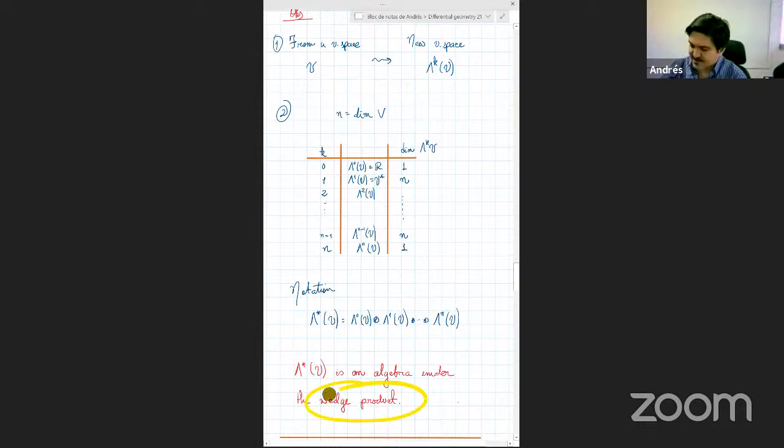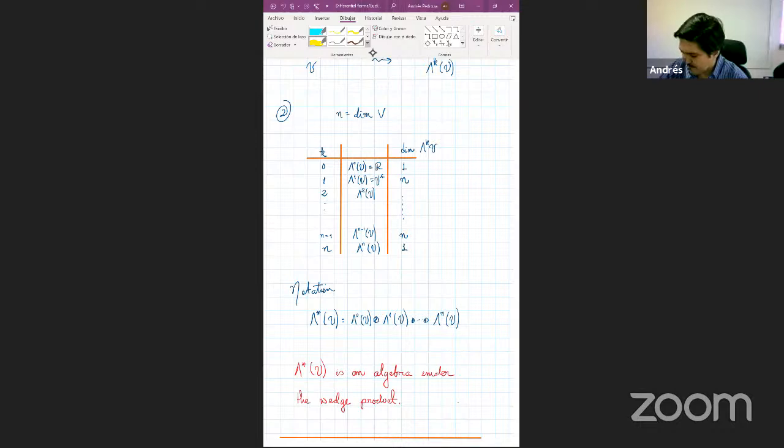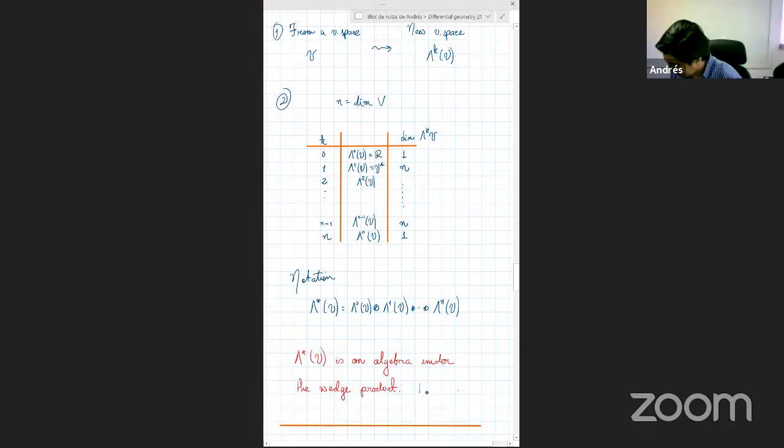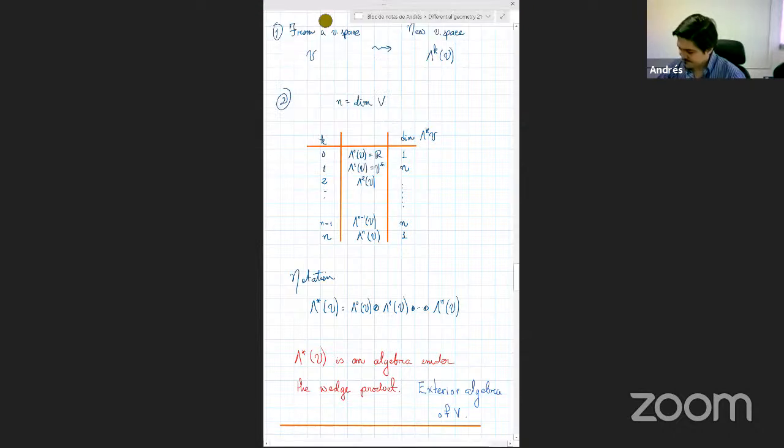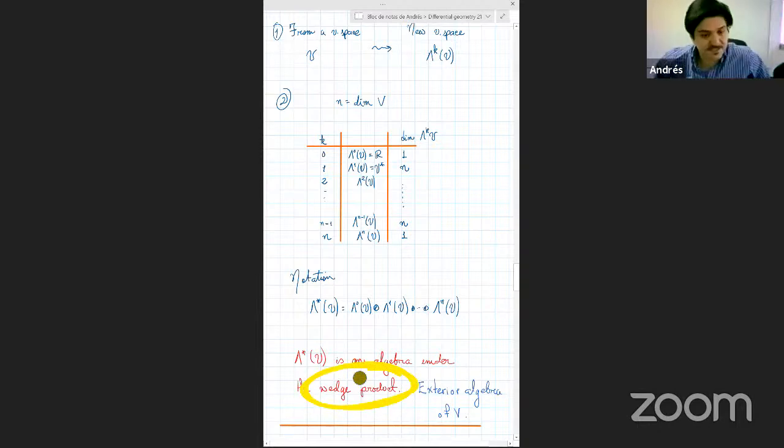And again, I'm not writing this, you have it there, but this is an algebra. And in fact, I forgot to put the name. Let me put the name of this. This is the exterior algebra of the vector space. Okay, so there's a product which is very important, and that's the wedge product. Again, I'm not going to say anything about the wedge product. We will use it. It is fundamental also in this aspect of differential geometry.